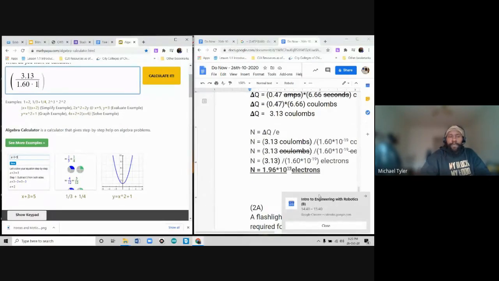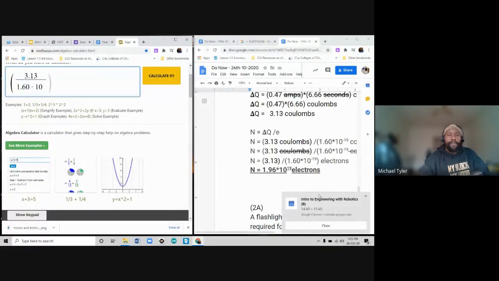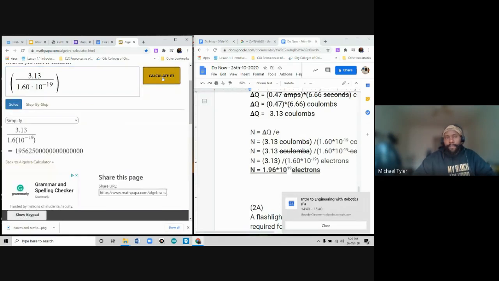1.60 multiplied by 10, right? And it's raised. I hold shift and press 6 on my keyboard, and that raises it. It's like a little caret. It raises it to a power. You can't do that in Google Docs. You actually raise it with superscript in the formatting. So that's the negative 19. I hit the directional key over to the right. Do it again, because I want to close the parentheses bracket. Now it's considered a process. So hit calculate. And this is the answer.